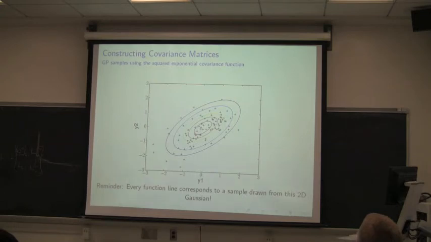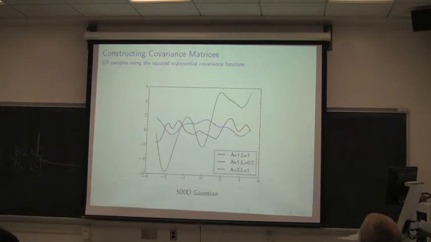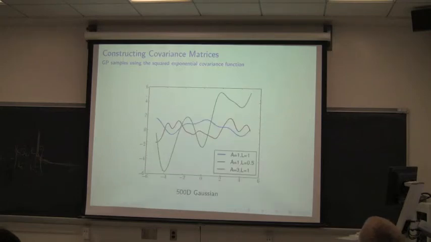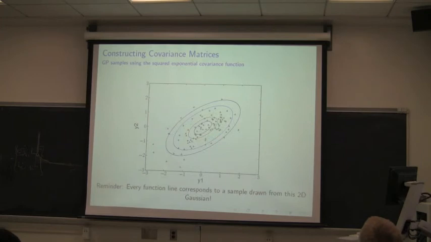These are just one sample of the Gaussian distribution. In the 2-dimensional case, this was one sample here, right? Just that it's not a 2-dimensional Gaussian, but a 500-dimensional Gaussian. So each of the function lines is a single point on this plot for 2 dimensions.